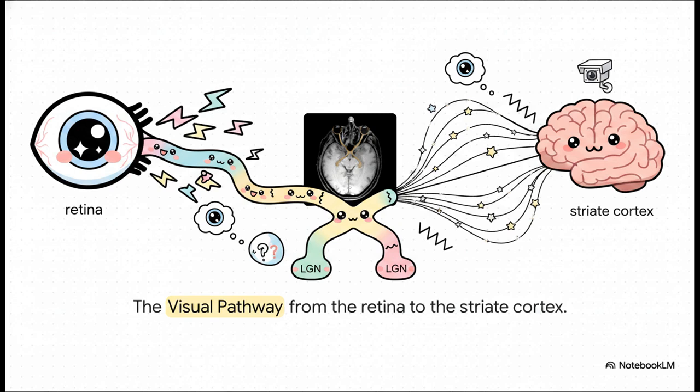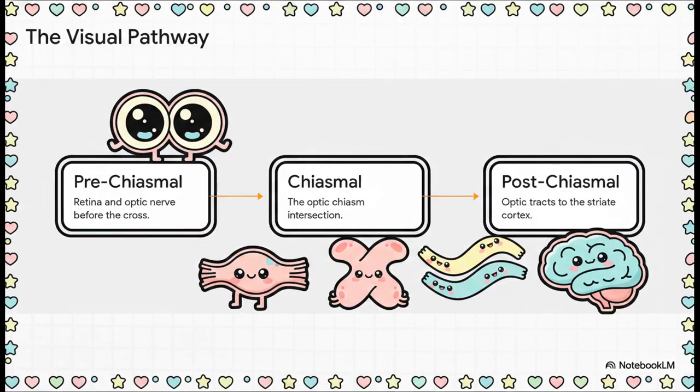The key thing to remember is that every single visual field defect corresponds precisely to a break somewhere along this specific wiring. To act as a clinical detective here, you've got to mentally slice this pathway into 3 distinct geographical zones. Step 1 is pre-chiasmal. That's anything before the crossing, meaning the retina and the optic nerve. Step 2 is chiasmal, right at the intersection itself. And step 3 is post-chiasmal, which is literally everything from the optic tracts all the way back to the cortex.